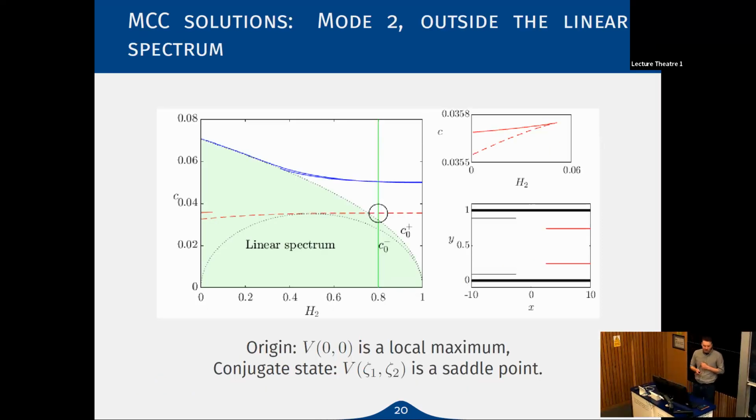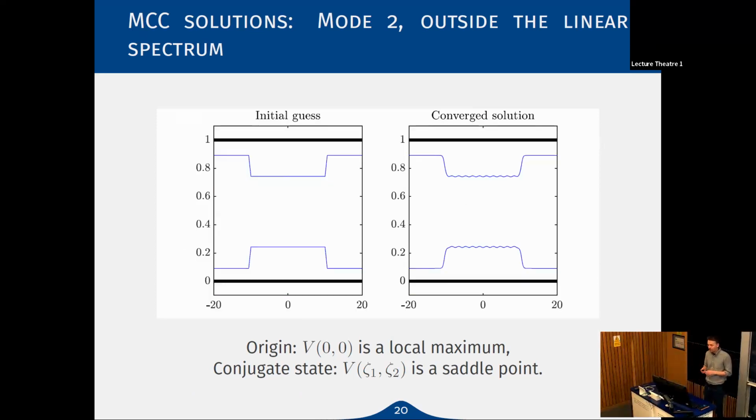If I look at this, one thing that's curious is that this mode 2 conjugate state actually leaves the linear spectrum. So the speed of this conjugate state solution is faster than C0 plus. So as an initial guess, you can take a solution like this, the conjugate state with tanh profiles. You can see here the solution is concave. It goes from a thin far field, a fatter middle layer in the far field, to a thinner one here. And if you stuff this in your solver, it converges to a solution.